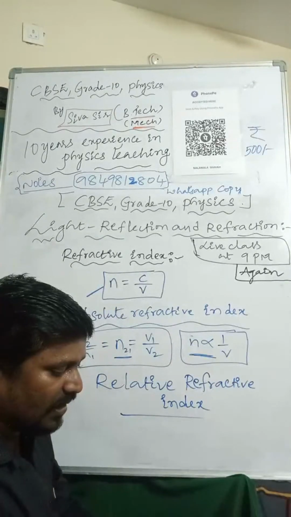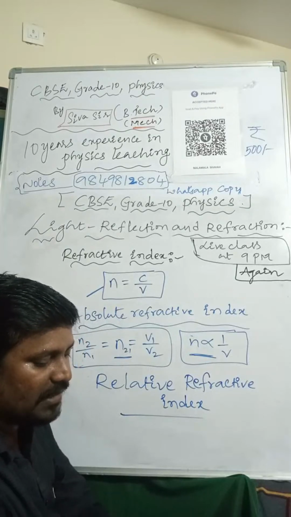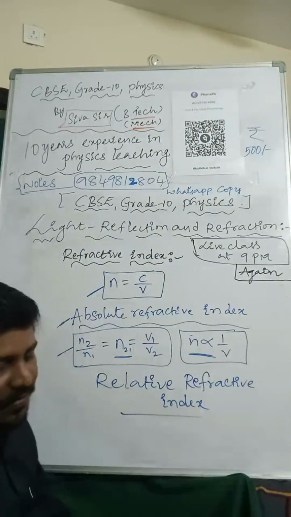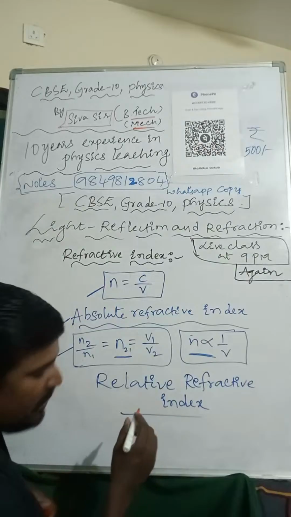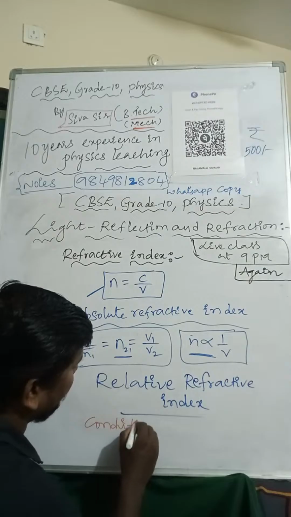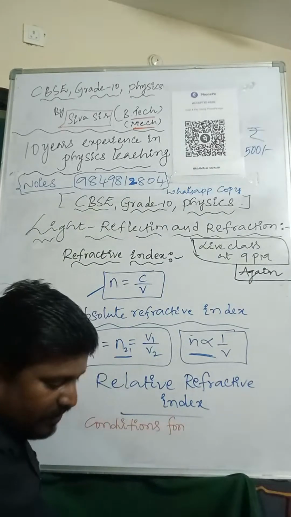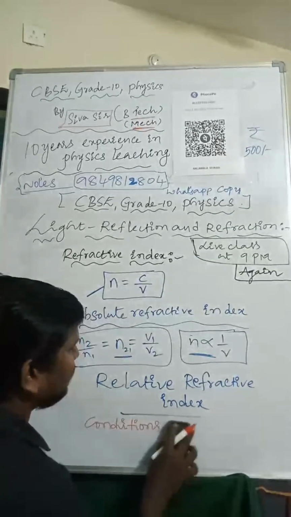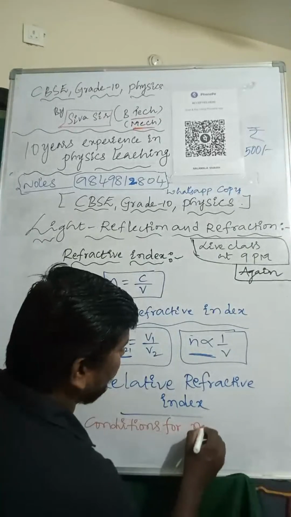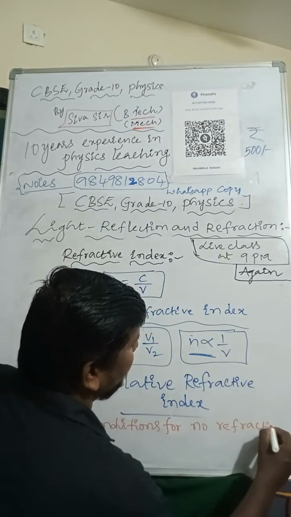So here we discussed definitions. We discussed laws of refraction. And one more condition: the conditions for no refraction. So when does refraction not take place?